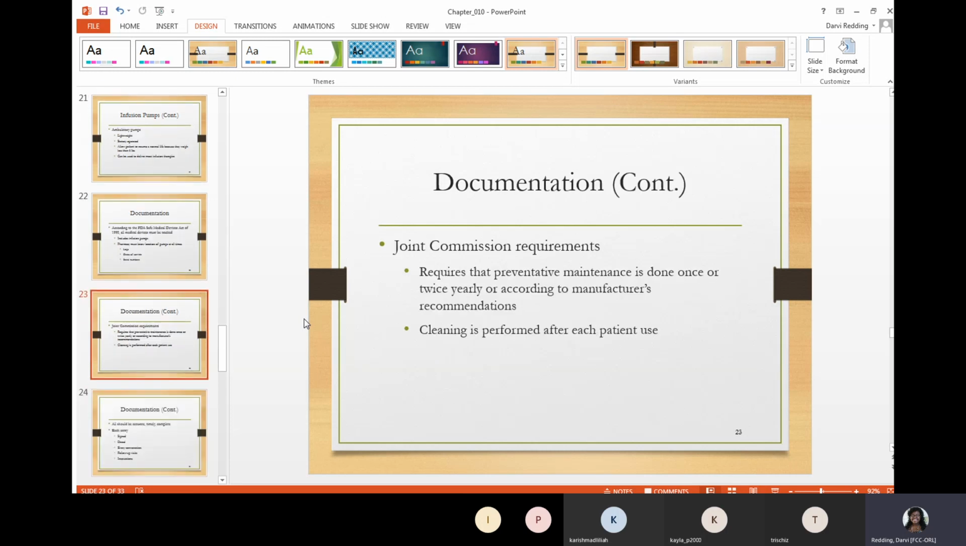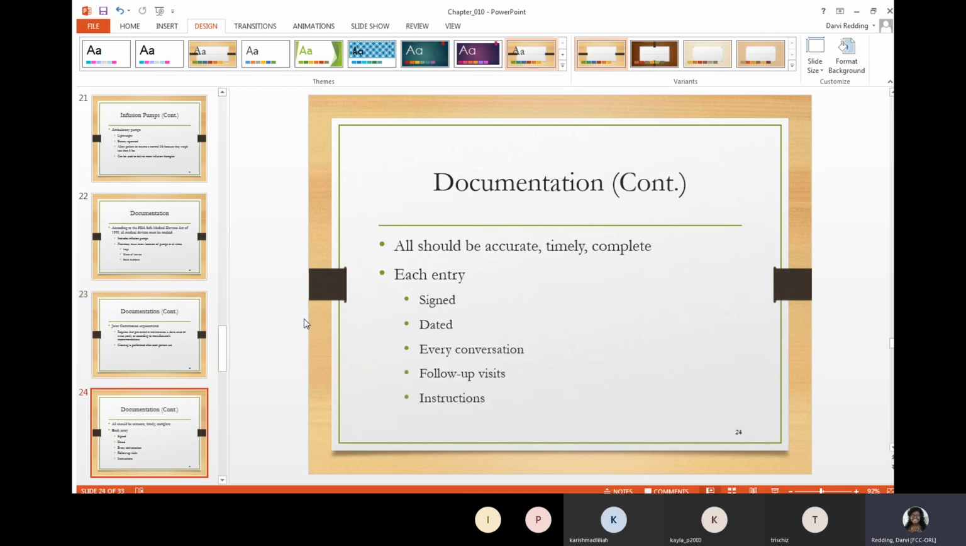can do that because their information is documented. Now, when it comes to requirements, TJC, which stands for the Joint Commission, requires that preventative maintenance is done once or twice yearly, or at least according to the manufacturer's recommendation. So that's why there should always be a log for the devices, so that there is a tracking of when it was last checked and approximately when the next check should happen. When it comes to cleaning, the cleaning is performed after each patient use. This is going to help by making sure that no infections are being passed and that it should be maintained.